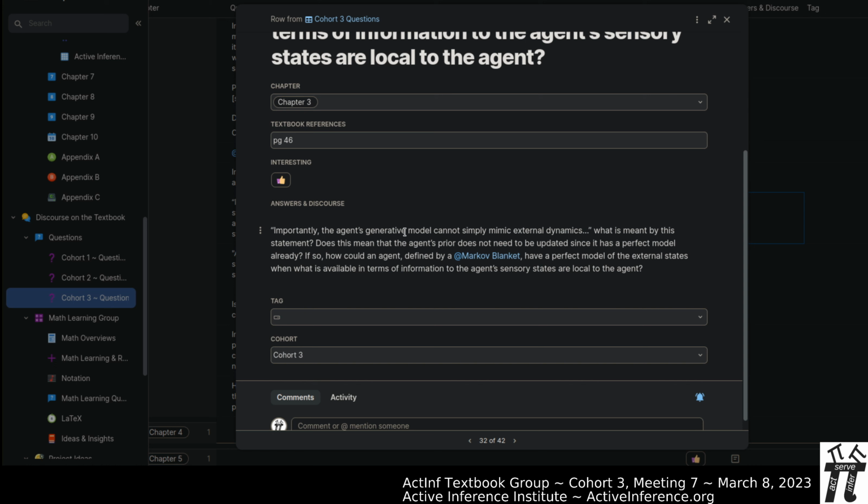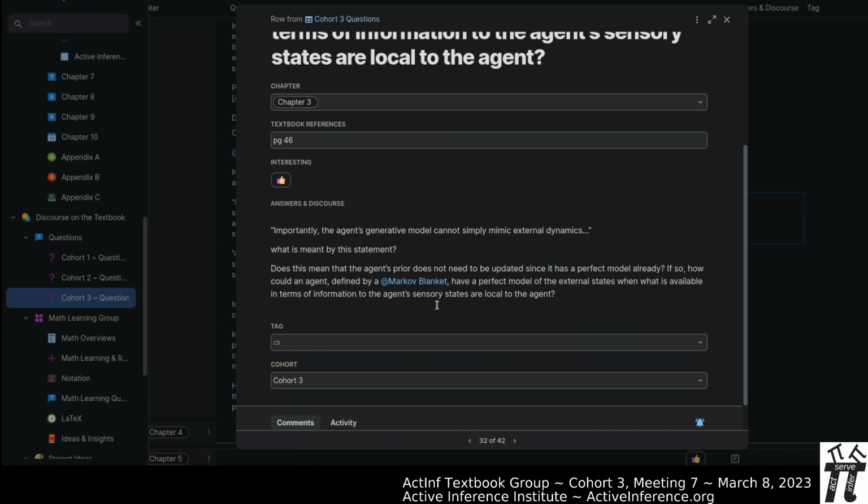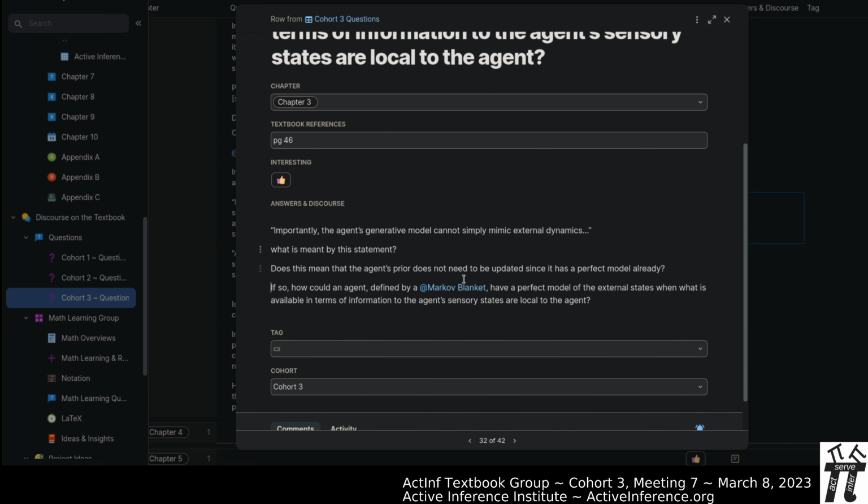Importantly, the agent's generative model cannot simply mimic external dynamics. What is meant by this statement? Does this mean the agent's prior does not need to be updated since it has a perfect model already? If so, how could an agent defined by the generative model and the Markov blanket have a perfect model when what is available is its local sensory states?